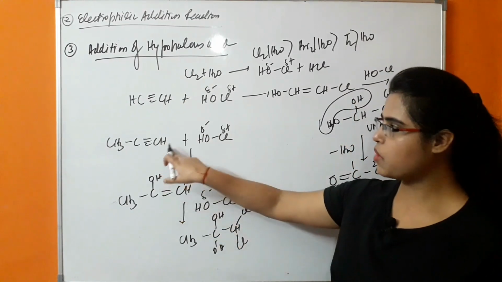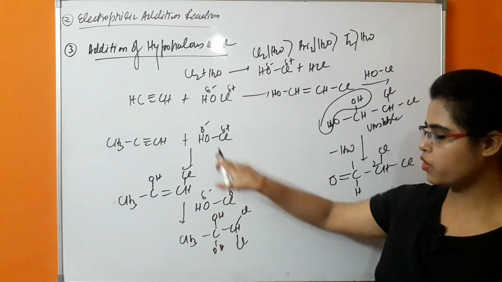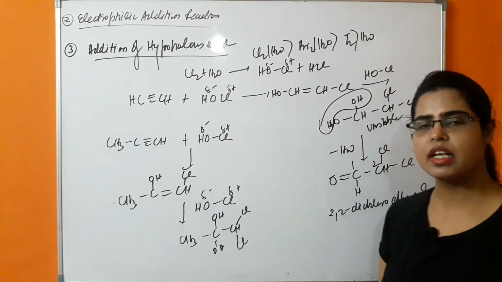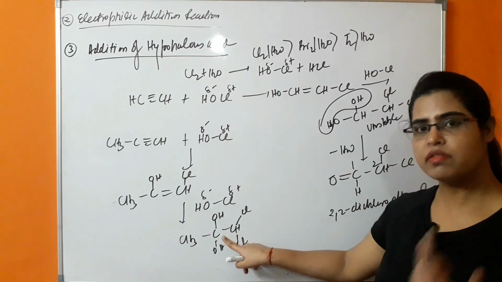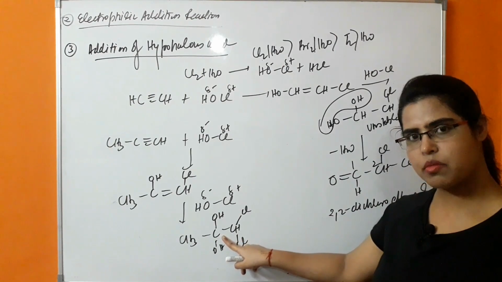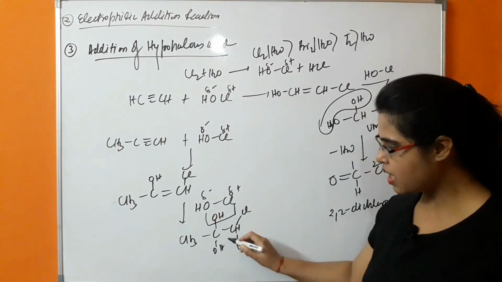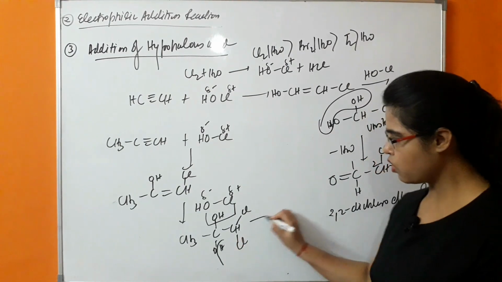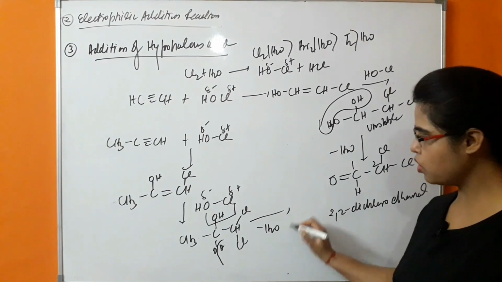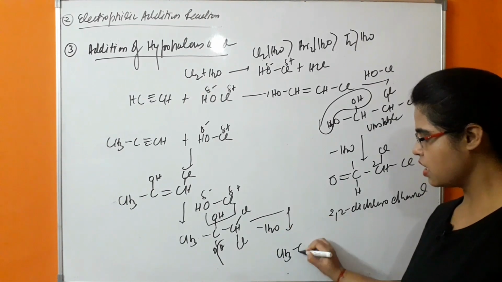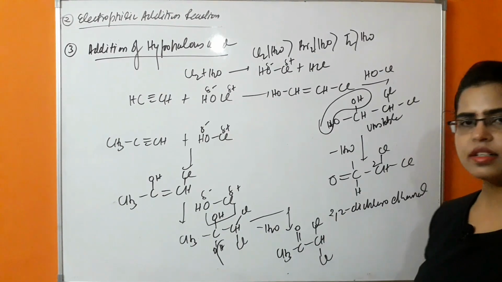We know that the negative part of the reagent will attack the carbon which has less hydrogen. So OH minus is attacking the carbon which has less hydrogen. This compound is unstable because more than one hydroxyl group is present at the same carbon, due to which water will be removed. This OH will be removed and this hydrogen will be removed. So water will be removed and a ketone will form: CH3, C double bond O, CHCl, Cl.